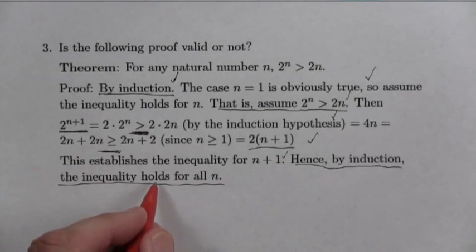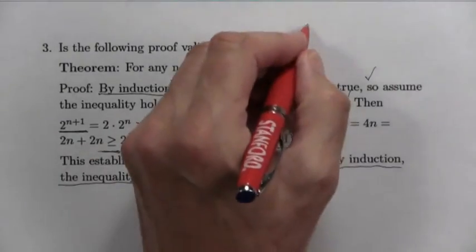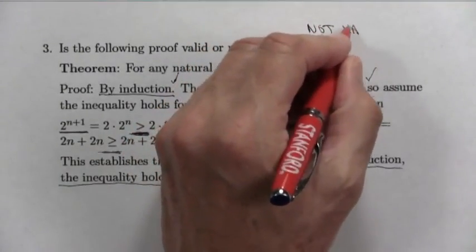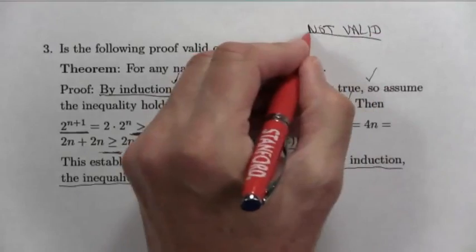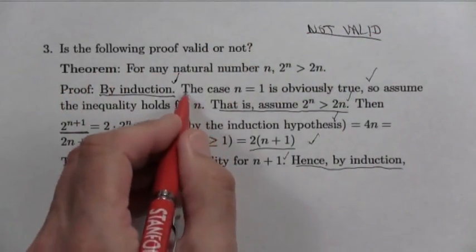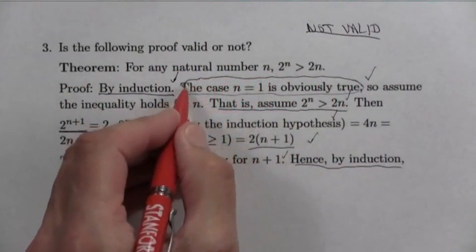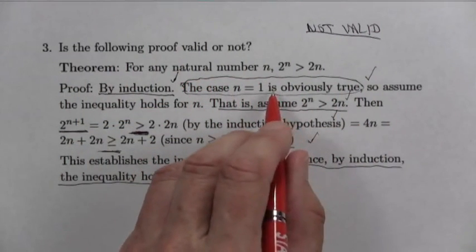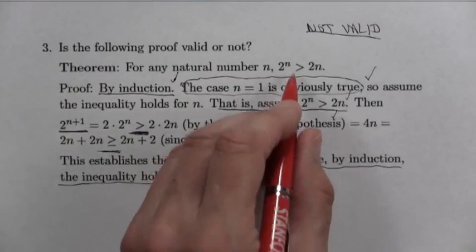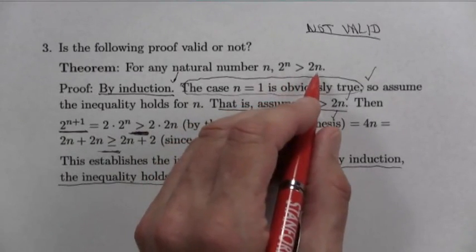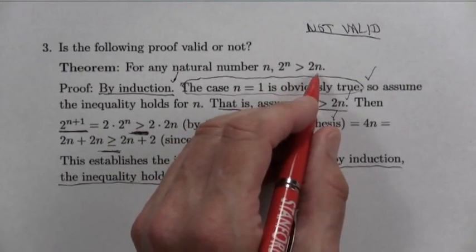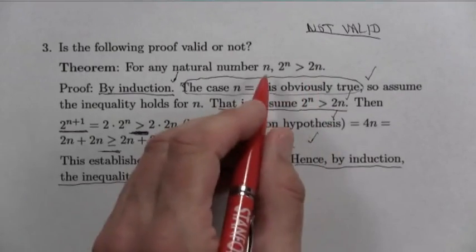Unfortunately, it's not true. I mean, the reasoning is correct, but the proof is in fact not valid. And the reason it's not valid is because this isn't true. It's not true for n equals 1. 2 to the 1 is not strictly greater than 2. It actually equals 2. Why did I do that?